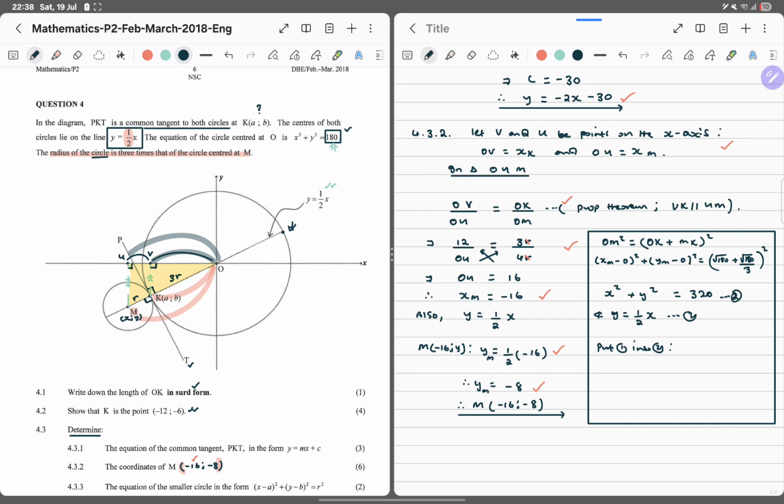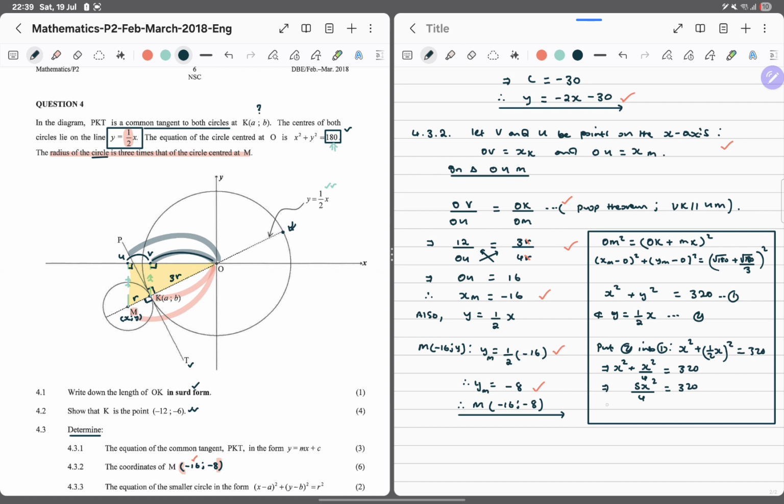This is meant to be, okay, maybe let's say this is 1, this is 2, so we're going to put 2 into 1. What are we going to have? So we've got x squared plus a half of x all squared equals 320. So this implies that x squared plus this is going to be just x squared over 4 equals 320. Let's just add this up. So this is going to be times 4 plus 1. This is 5x squared over 4 equals 320.